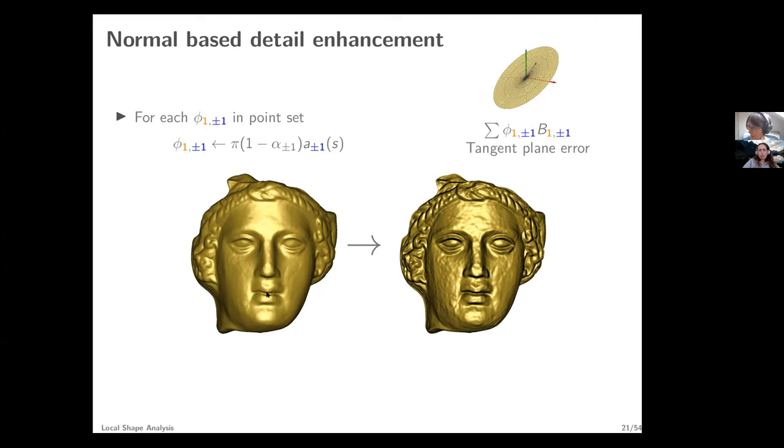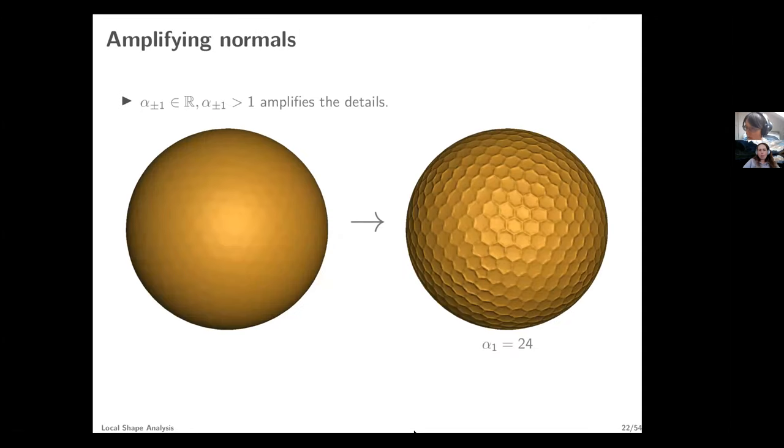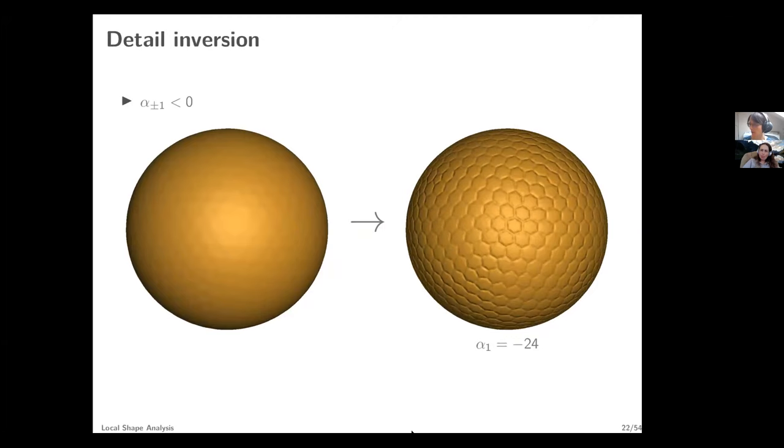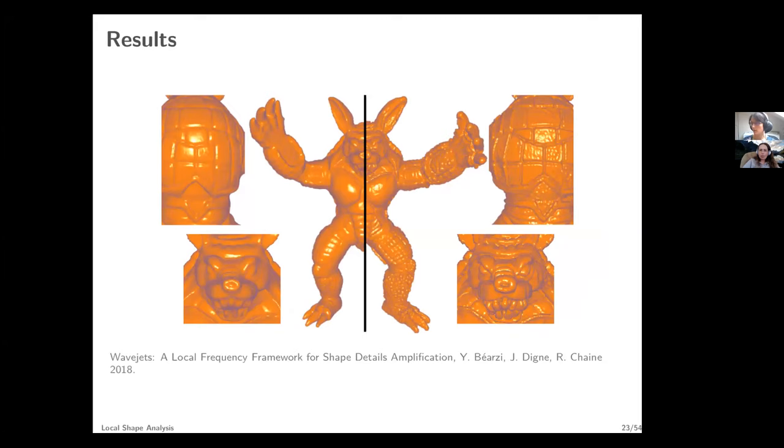And doing so, you get an amplification of the details that does not involve moving any points, but simply the normals. And what is fun about that is that you can not only amplify the details, but you can also skew the normal directions by using a gain alpha one or alpha minus one, which has a complex value. So it looks like you're rotating the details without even moving the points. Or you can also invert the details naturally by using a negative gain. So this is the result on the armadillo using point-based detail enhancement. And you can see that it looks even uglier than it looked at the beginning.